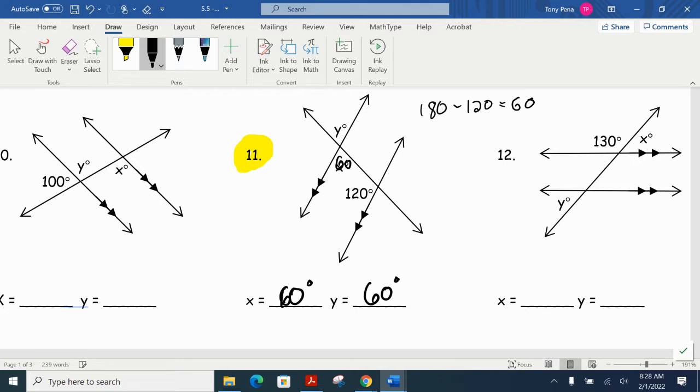The reason we know that, just so we understand, here's our two parallel lines. They have the arrows on them. Here is the transversal cutting them. Notice how they're on the same side of the transversal and they're inside of those two lines. So these are same side interior angles. Same side interior angles are supplementary. These had to add up to be 180. That's why she did 180 minus the 120. Okay.